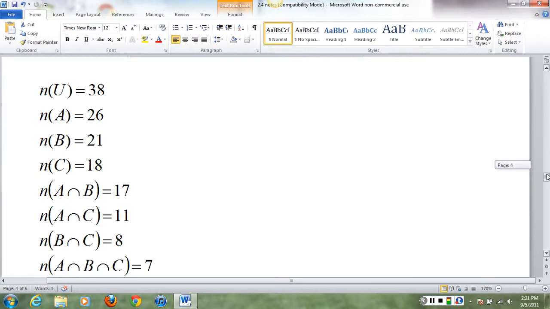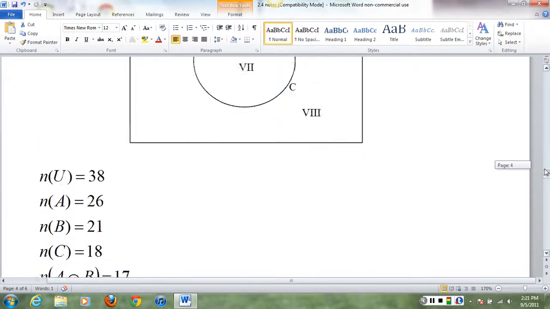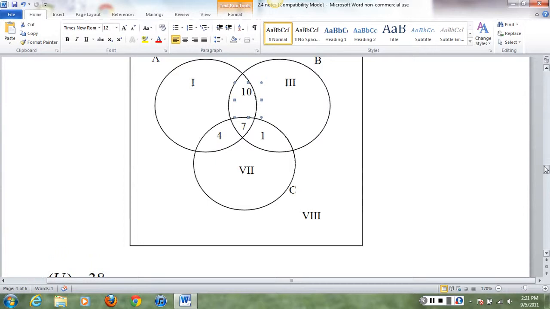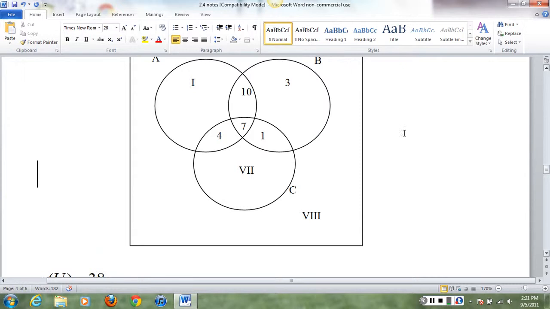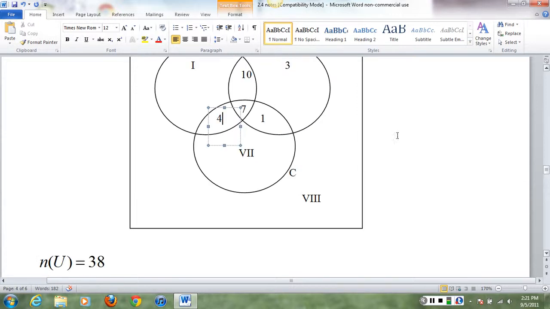Now let's start with set B, just because B has 21 elements. In all of B I already have 10, 7, and 1, that's 18, for a difference of 3. In set A, I have 26 elements. Already with these sets I have 10, 7, and 4, which gives me 21. It's 26 total, the difference then being 5.